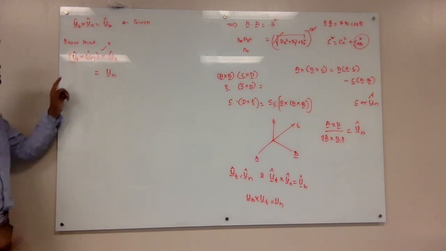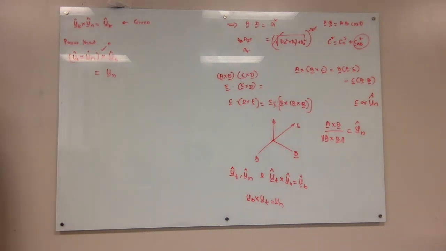I was going to try to use the cyclic rule, but it does not apply to the vector triple product. It doesn't work; it only applies to the scalar triple product. So here you have to use the BAC-CAB rule. Got it? So if you use the BAC-CAB rule, you'll end up with it.